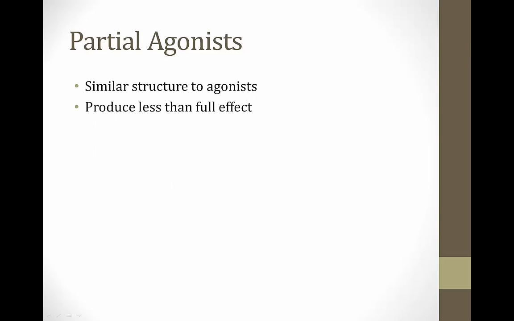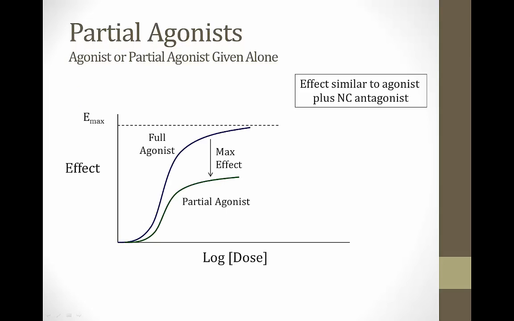Another special concept in dose-response relationships is that of partial agonists. So these are drugs which have a similar structure to agonists, but they produce less than the full effect. So let's use our example again of beta receptors. So if we give a full agonist like norepinephrine, we'll get a curve like this blue one right here. However, if we give a partial agonist to the beta receptor, we will get a curve like this green one right here. It's a similar curve to the blue one, but there is a decreased max effect because, like the name implies, it is a partial and not complete agonist.